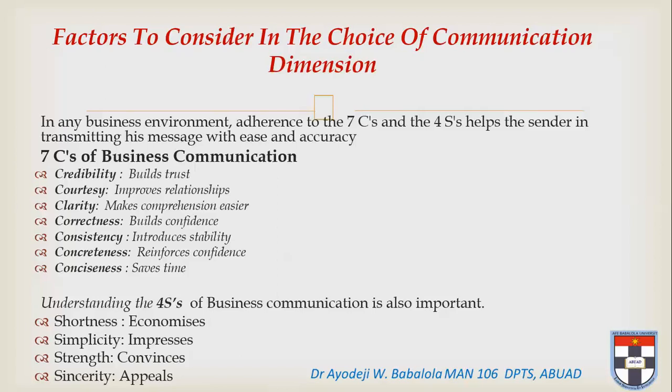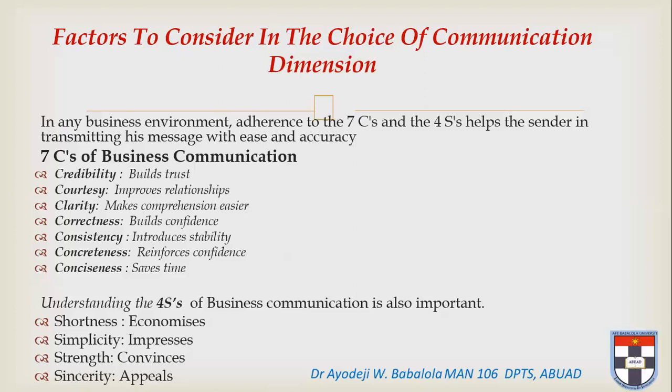So when your communication observes these 7 C's, it means the message must be credible, it must be courteous, there must be clarity in what you're trying to pass, there must be correctness. It is correct, so they have confidence in you and in the message. It must be consistent, must show a pattern of stability, of regularity, must be concrete, and it must be concise. It must save time.